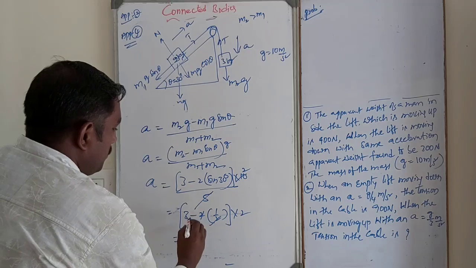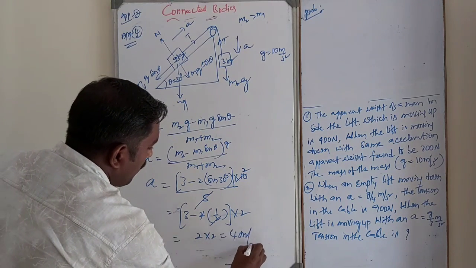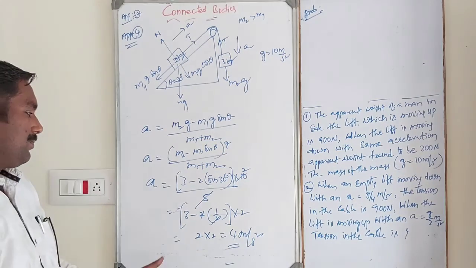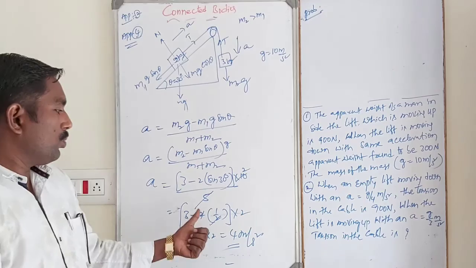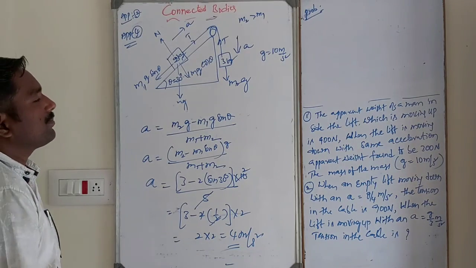Okay, 3 minus 1, 2, into 2, that is equal to 4 meter per second square. This is the acceleration of the system. 3 minus 1, 2, 2 into 2, 4 meter per second square. This is the acceleration of the system.